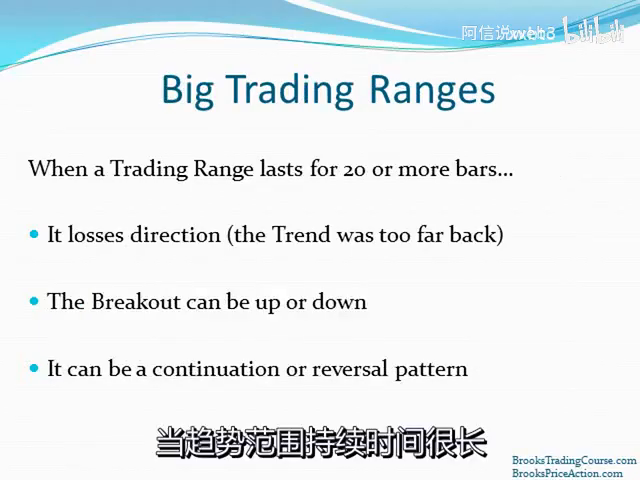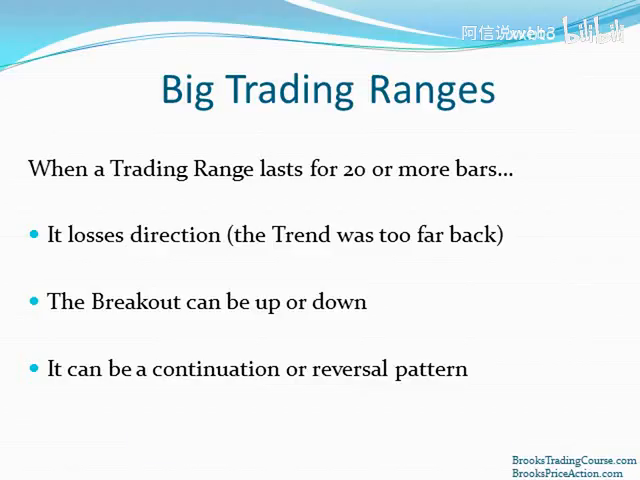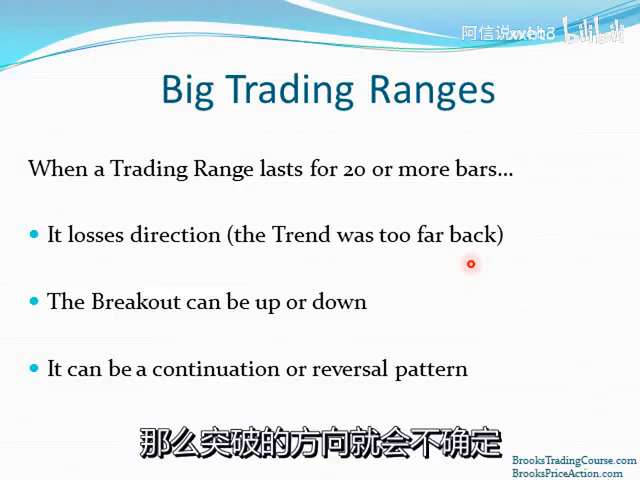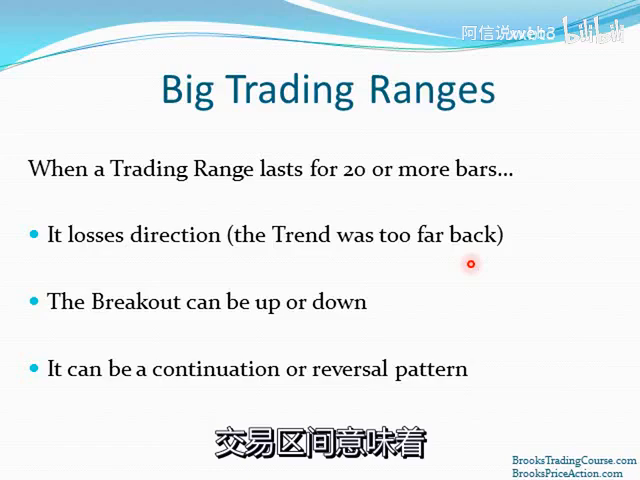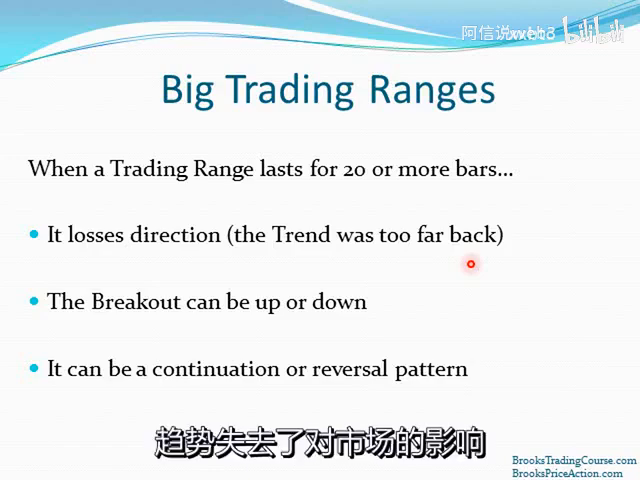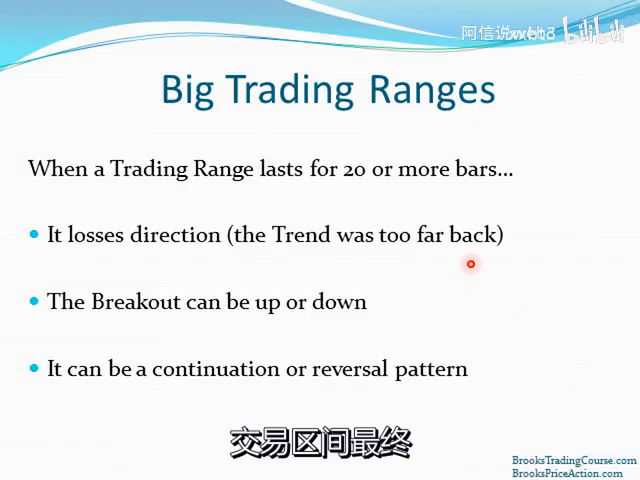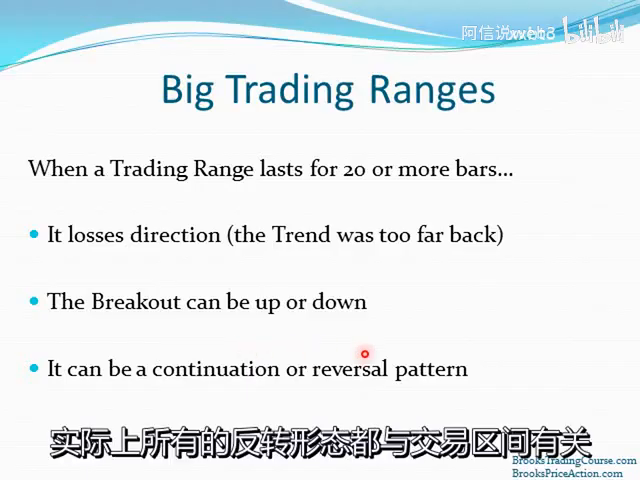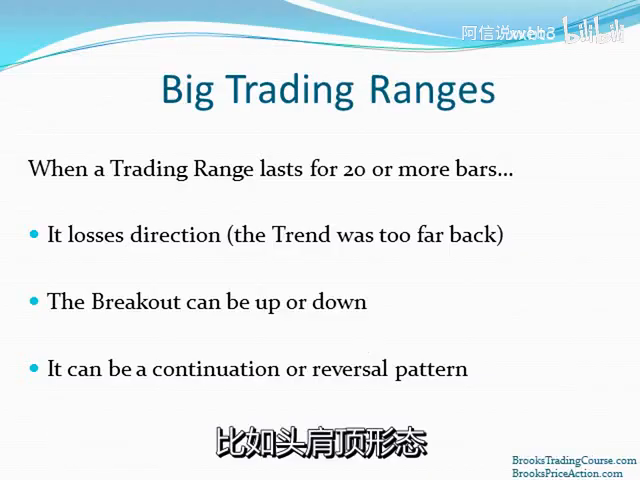When a trading range lasts a long time, 20 bars, 30 bars, 40 bars, it loses its direction. The trend is too far in the past, and the effect that the trend has on the market is too remote. And at that point, the breakout can be in either direction. The trading range means that the trend has lost its influence over the market. The trading range can end up being a continuation pattern leading to a resumption of the trend, or a reversal pattern. In fact, all reversal patterns are related to trading ranges. Head and shoulders tops, for example, are trading ranges.